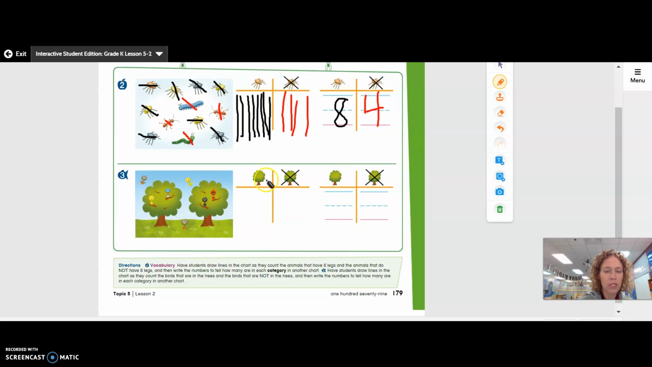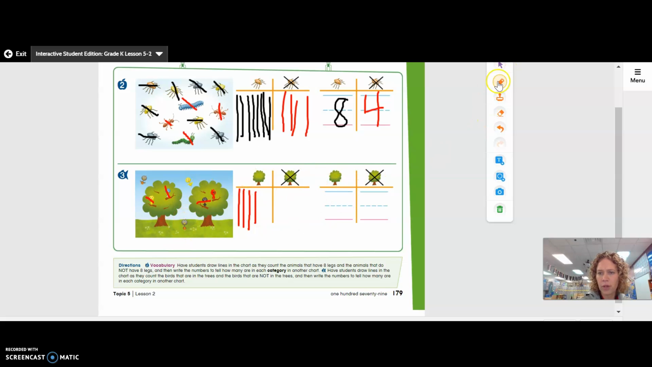Okay, so this one is counting the birds that are in the tree. Every time I put a line on one, I'll put a tally. Okay, count with me. 1, 2, 3, 4. Okay, now I'm going to count how many are not in the tree.